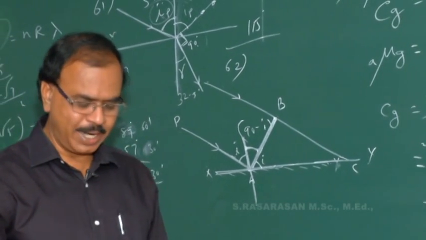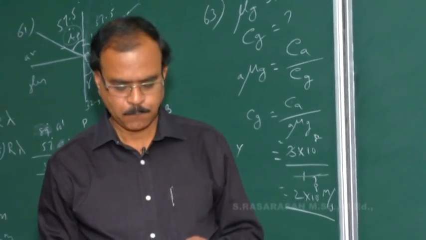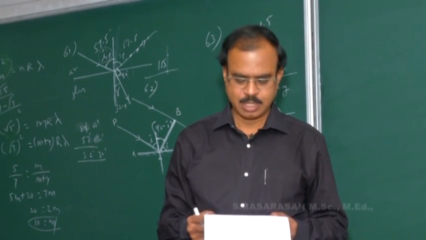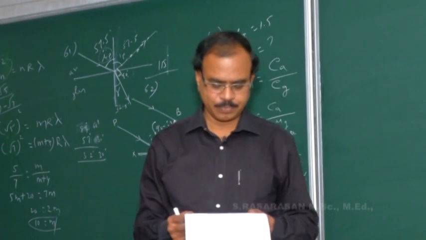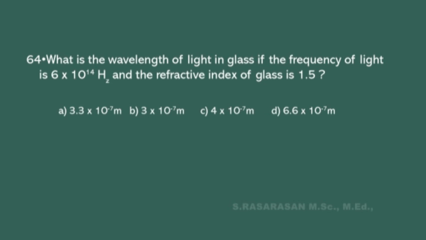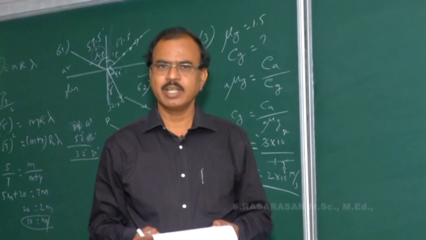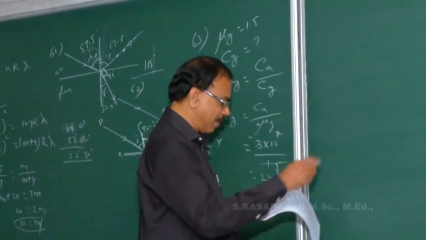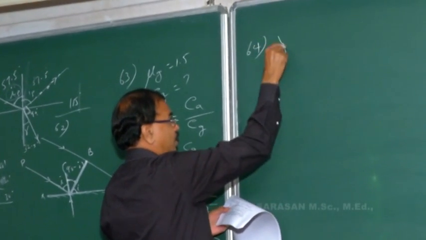Pass on to the next, 64. What is the wavelength of light in glass if the frequency of light is 6 × 10¹⁴ hertz and the refractive index of glass is 1.5? Even if it is glass, the frequency of that light is the same as in air. Frequency is the only quantity which does not change when light travels from one medium to another. Wavelength changes, velocity changes, frequency remains constant.